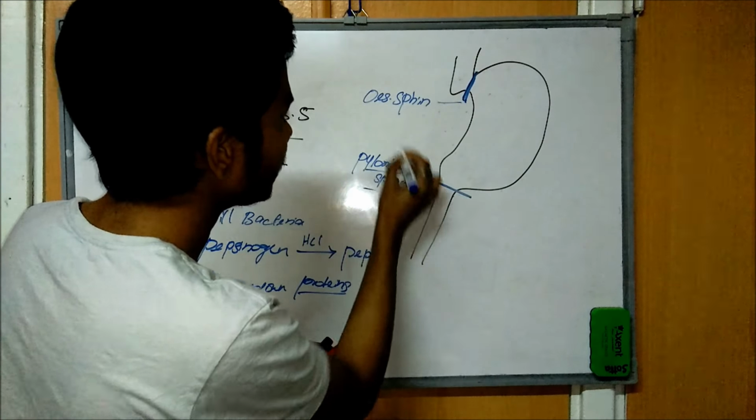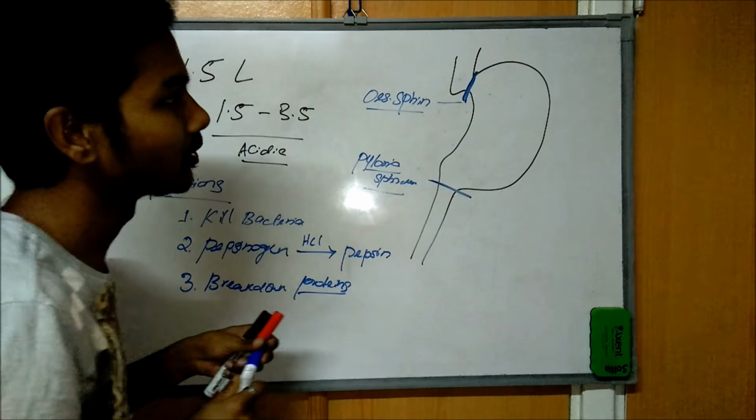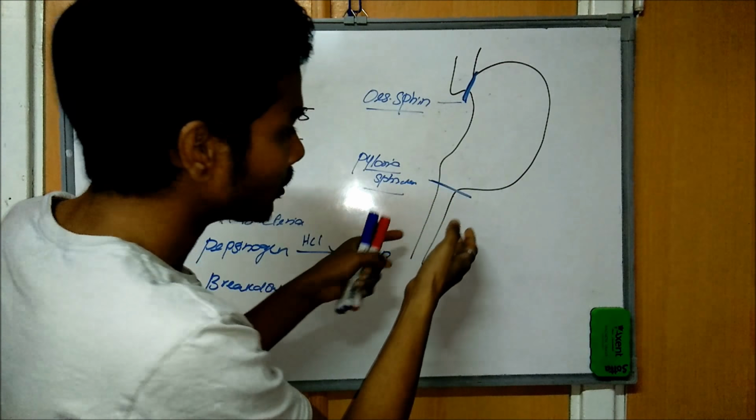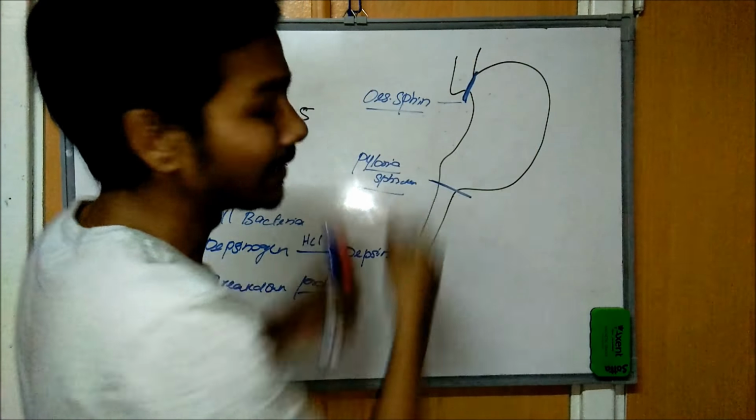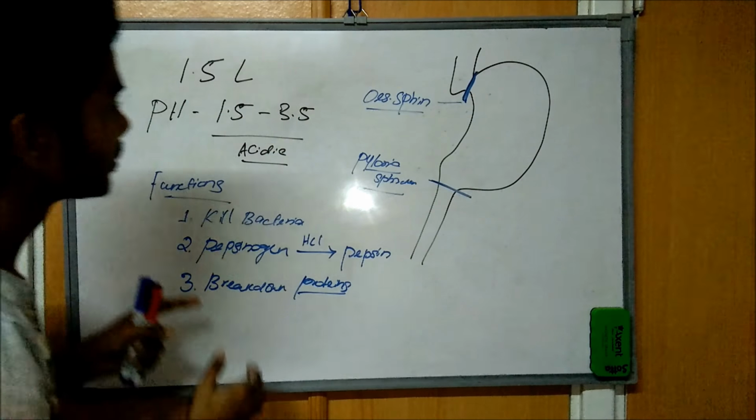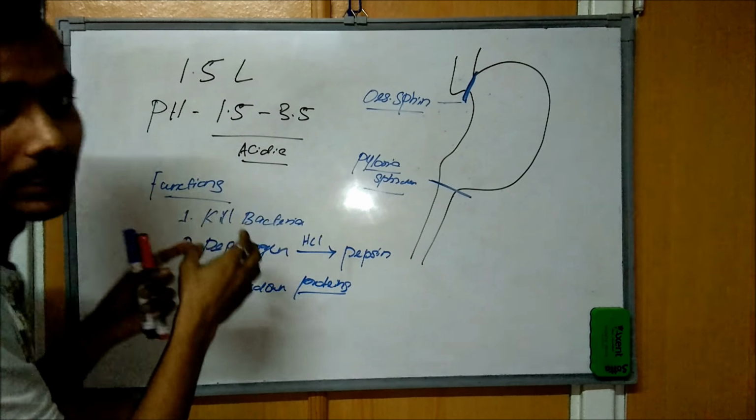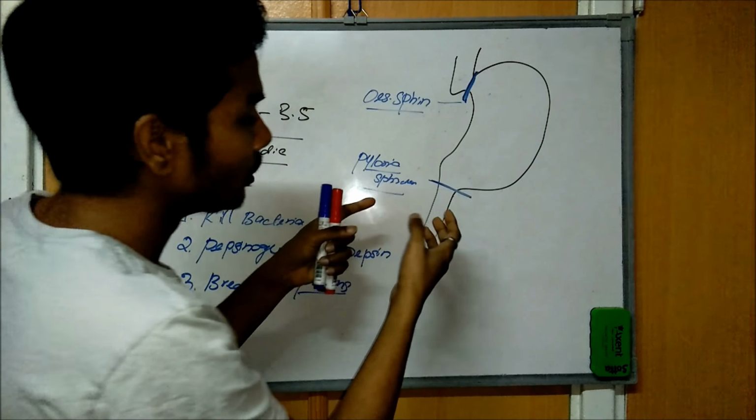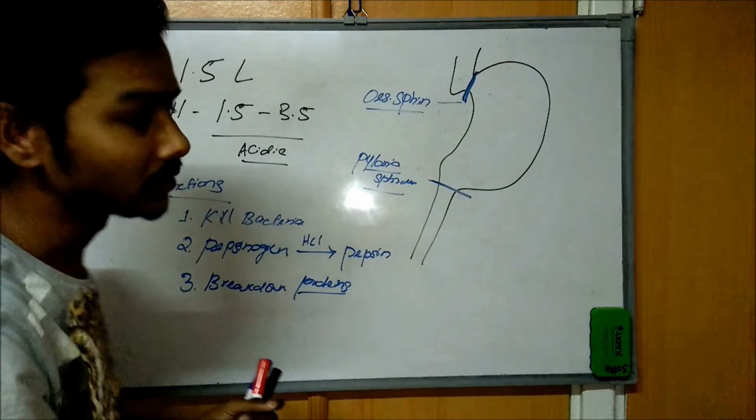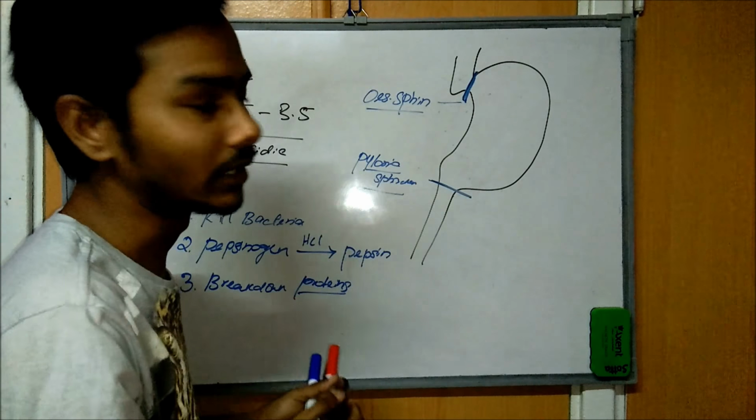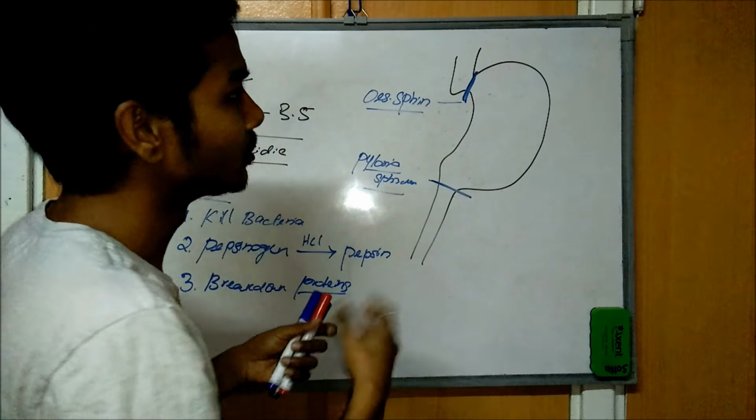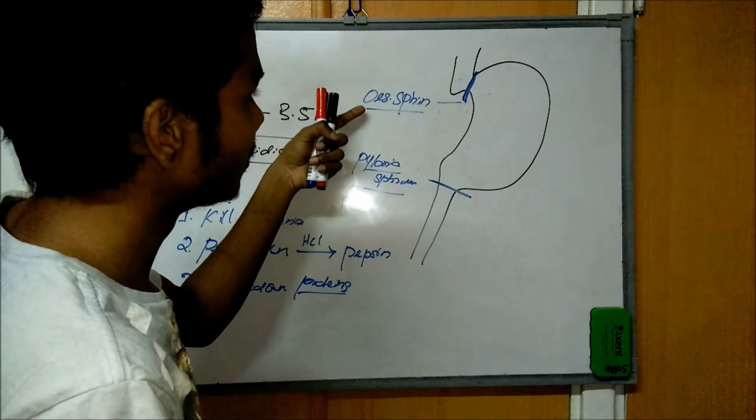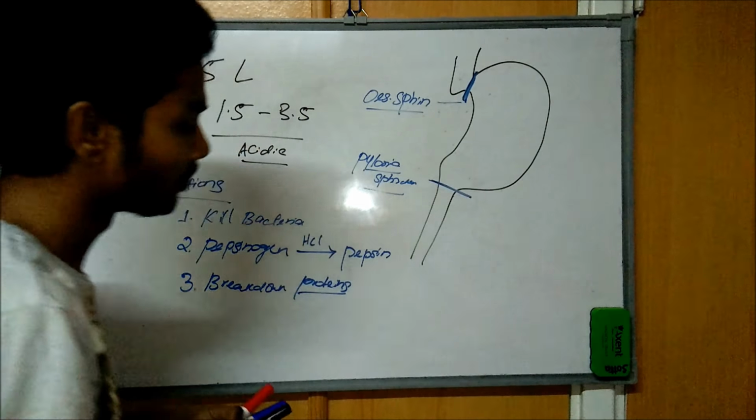Why is this sphincter located here? Because the content should not enter into the duodenum or the esophagus. The gastric acid is highly acidic, so it can lead to erosion or perforation of the duodenum or esophagus. It also causes heartburn, which we will discuss later. So we have to know the two sphincters, the esophageal sphincter and the pyloric sphincter.